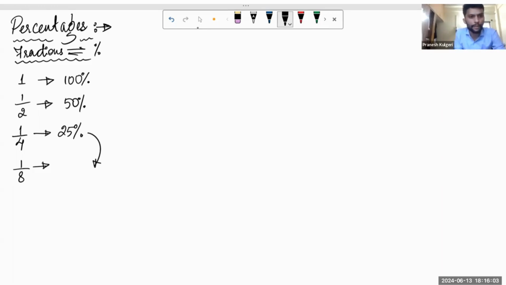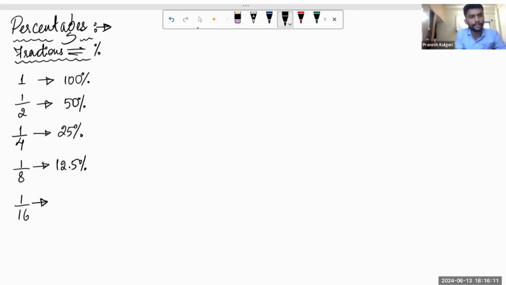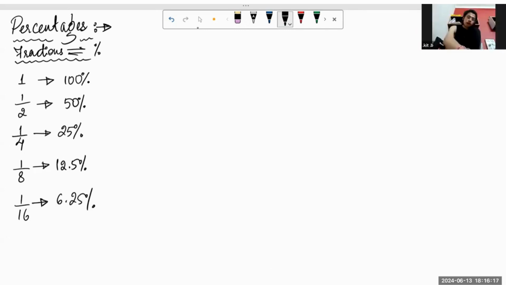Now half of 25 should be 12.5. Half of 1 by 8 should be 1 by 16, and half of 12.5 should be 6.25. Correct, 6.25. There you go. So we are done with the 1 by 2 family. I'll group them as one family.